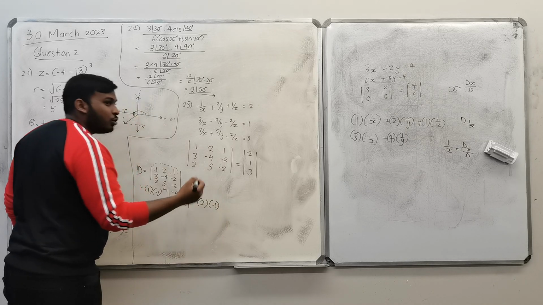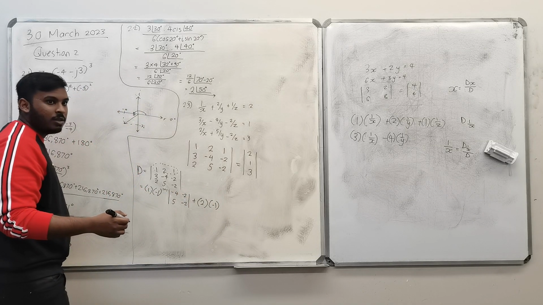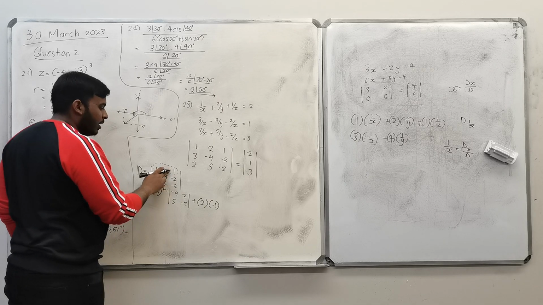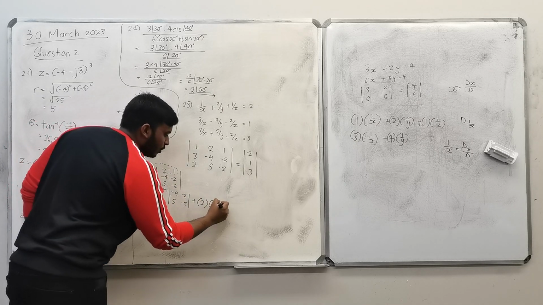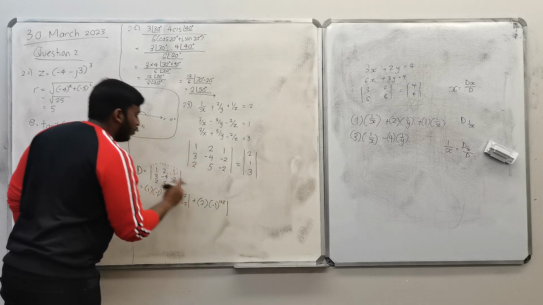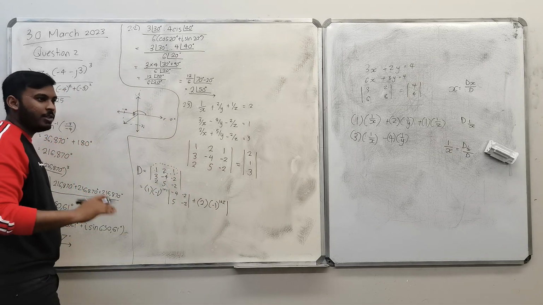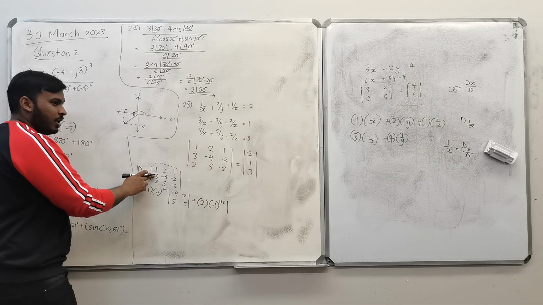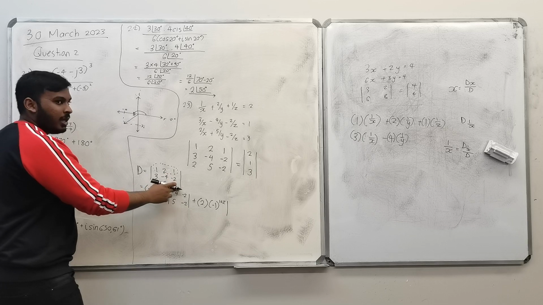Plus the second number, which is 2, times minus 1 to the power, which row and column is it? It's in row 1, column 2. So 1 plus 2. If you block out that row and column, what numbers are you left with? You're left with 3, 3 and 2, minus 2 and minus 2.